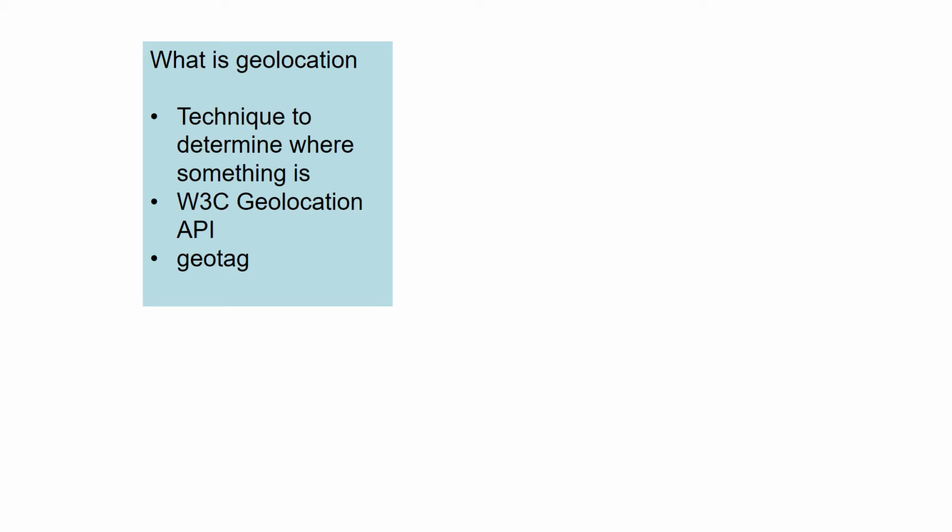Geolocation, I will ask you about that. Techniques to determine where something is. The W3C geolocation API is just something that they talk about in the textbook a little bit. I'm not going to go into too much detail about that. Geotagging, which is when you embed location information with a photograph. That is something that you might want to also know.